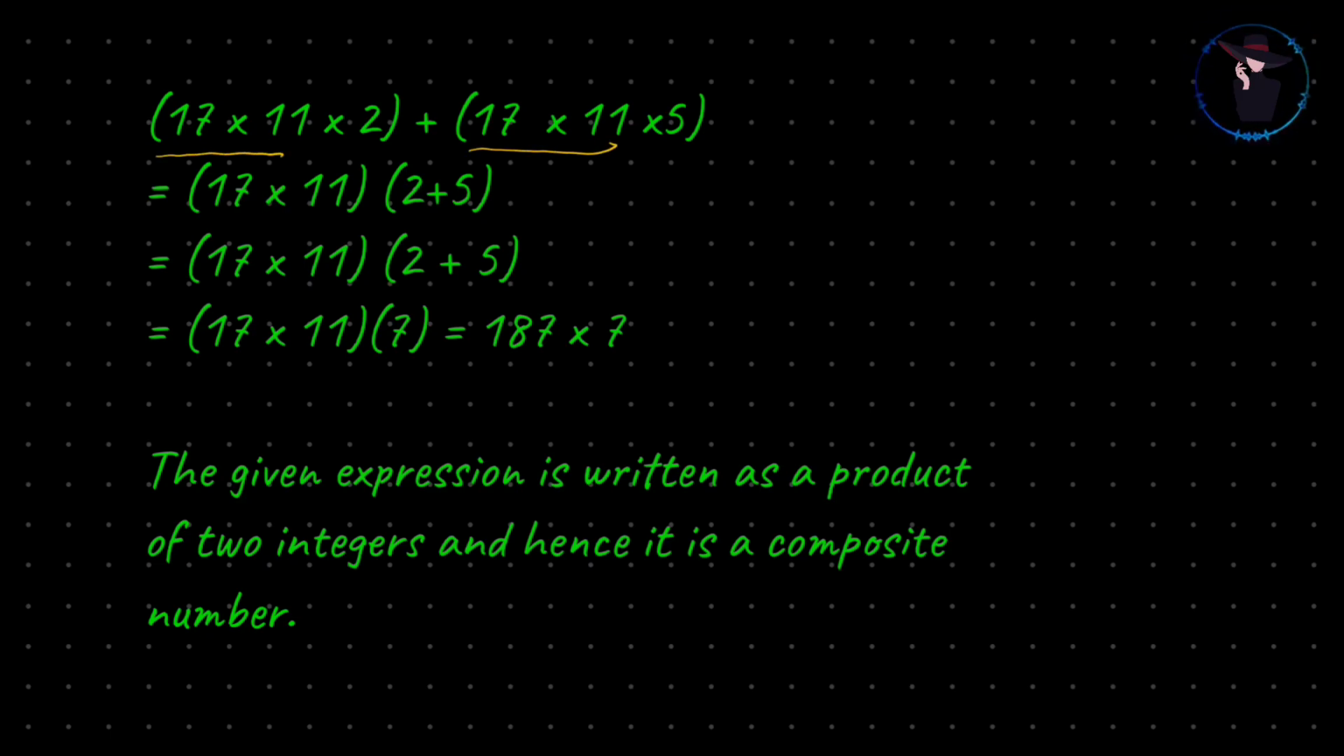So let's take 17 into 11 common. After taking 17 into 11 common, what's the remaining thing here? 2 and 5. 2 to the left of the plus and 5 to the right of the plus. Taking 17 into 11 common, we get 2 plus 5 remaining. Let's sum it up. 17 into 11 is the product thing. 2 plus 5 is 7. So 17 into 11 is 187, into 7. Again, we got two numbers that are not 1 and itself. So these numbers can also be considered composite numbers. Having two factors apart from 1 and itself is known as a composite number.